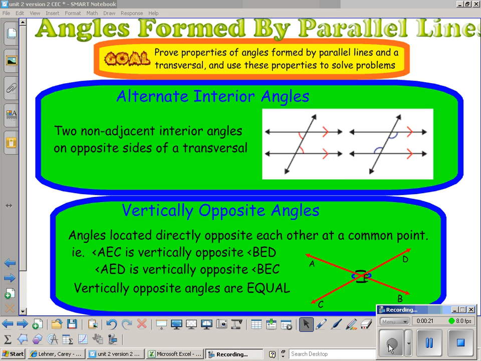And if you remember in the last lesson, interior means they're in between the parallel lines. Alternate means they are on opposite sides of the transversal.